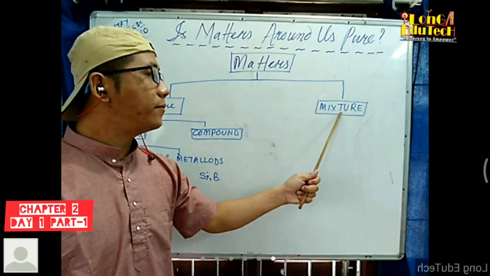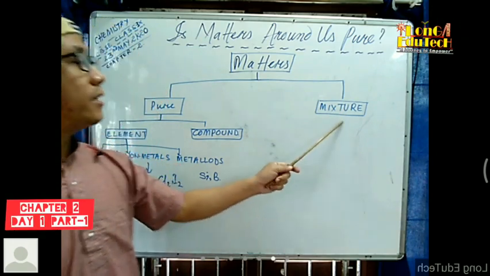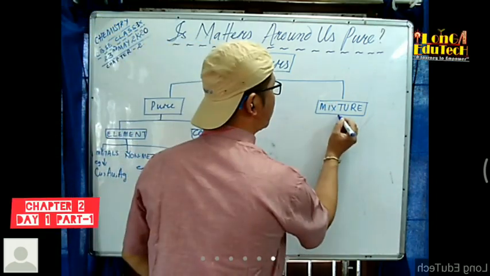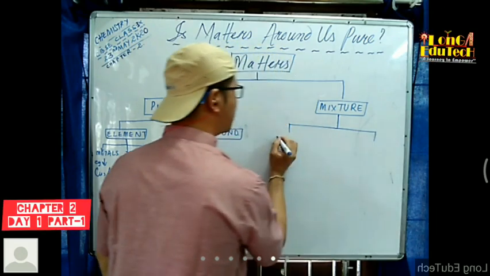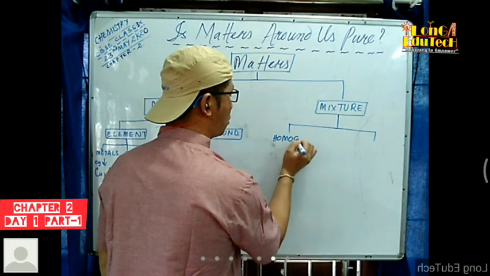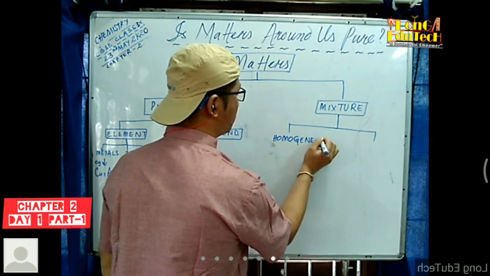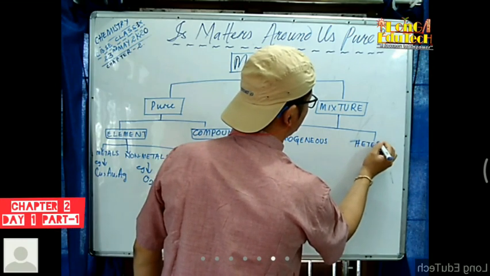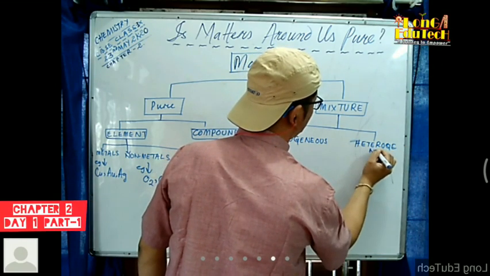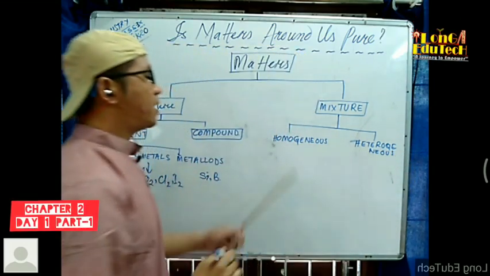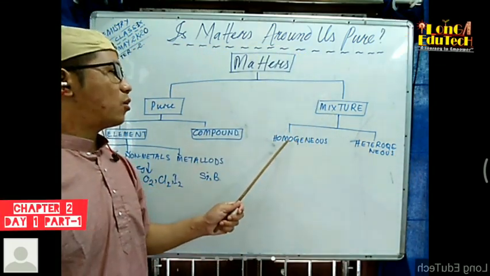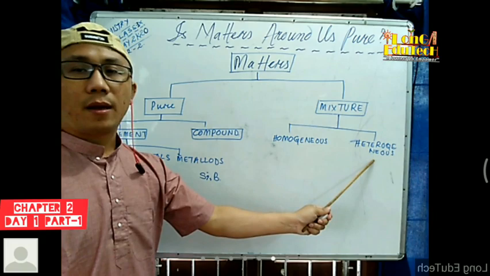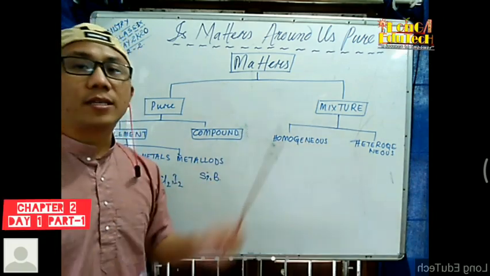And now it comes to the mixture. In this mixture we can divide into two. What are they? The first one is the homogeneous, and another one is the heterogeneous. We divide the mixture into two types: homogeneous mixture and heterogeneous mixture. Our topic is all about this.